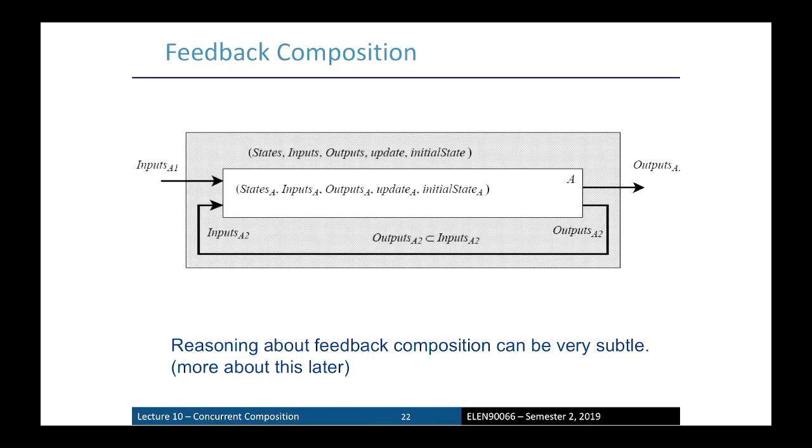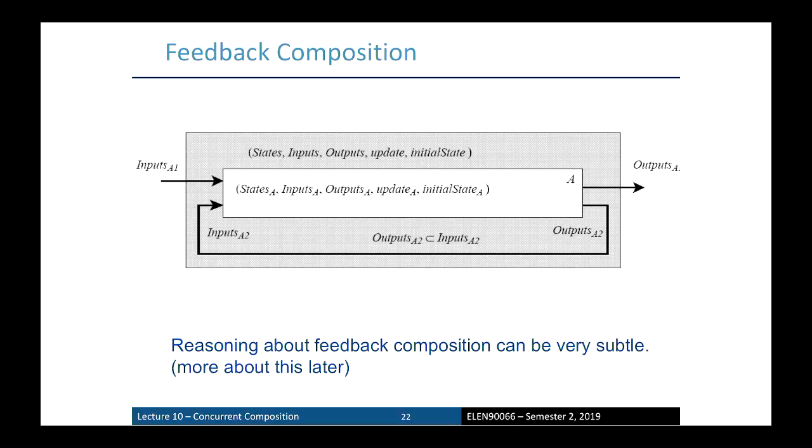Now, I'm going to quickly talk about feedback composition. We're going to focus a bit more on this later, but feedback composition is quite difficult. Why is it difficult? Because in order to determine via the update function what your next state is, you need to know your input, but your input is part of your output. So we need the output A2 before we can know what the input A2 is in order to use the update function to then map to the next state.